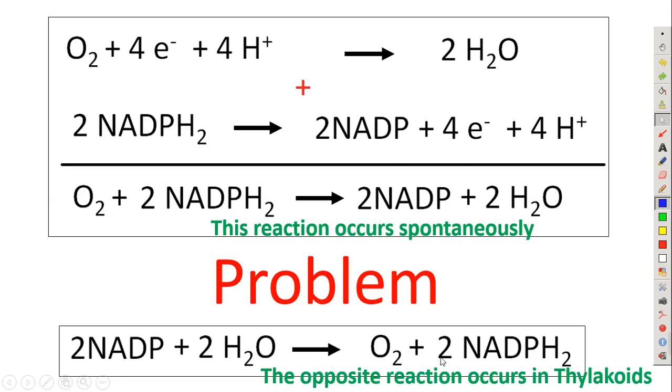Well, that's the problem. In plants, it's the opposite reaction that occurs. So in the thylakoids, we have the opposite. We have water and NADP, which will give O2 plus 2 NADPH2. So this is the main aim of the Z scheme: the Z scheme will make this reaction possible when normally it shouldn't. As I said, this reaction here is spontaneously possible, this one isn't. We'll see that the Z scheme is going to allow this reaction to become possible. So let's have a look into that.